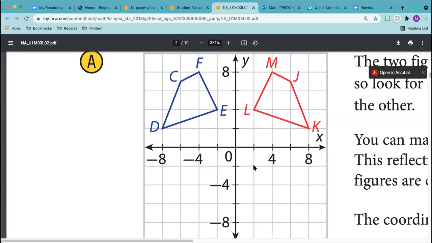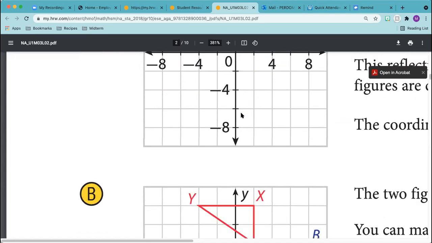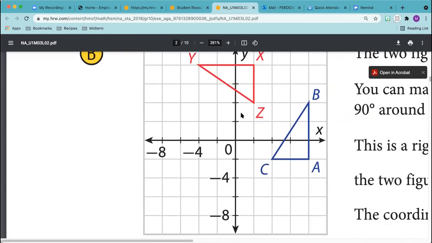I was confused. It is a reflection over the y, right? Here's my y-axis. Here's my image. It's flipped over. They are congruent. Okay.